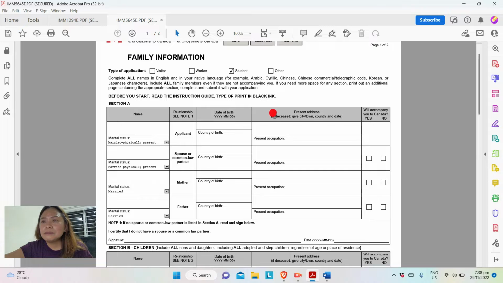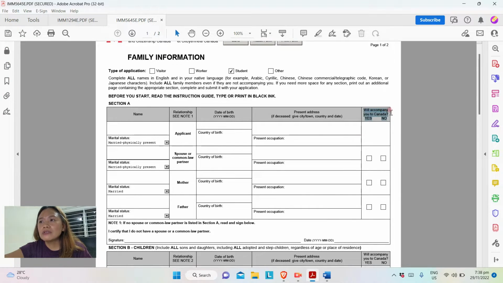It has an instruction here: if deceased, give city or town and country and date. Okay, so on the present address part, oh yeah, I forgot. The top part will be the present address, and the bottom part will be the occupation. So here, you just have to put deceased, and then give the city and town, and then country, and the date of the death. Okay.